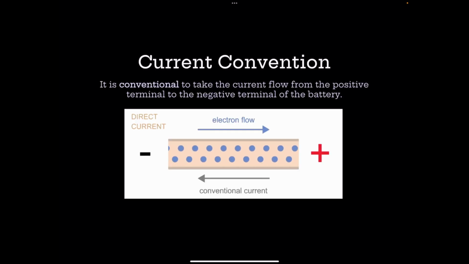Now let's go on to discuss current convention. In electrical engineering, it is conventional to take the current flow to be from the positive terminal to the negative terminal of the battery. This is not what happens in real life, where the electron flows from the negative terminal to the positive terminal. However, in electrical engineering, we just take it to be the other way, from the positive to the negative.